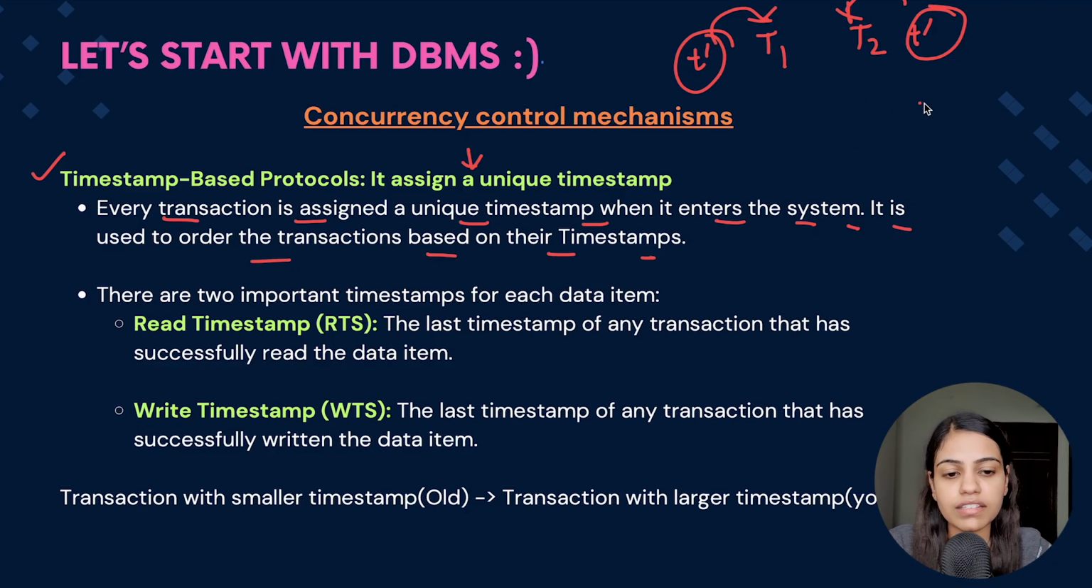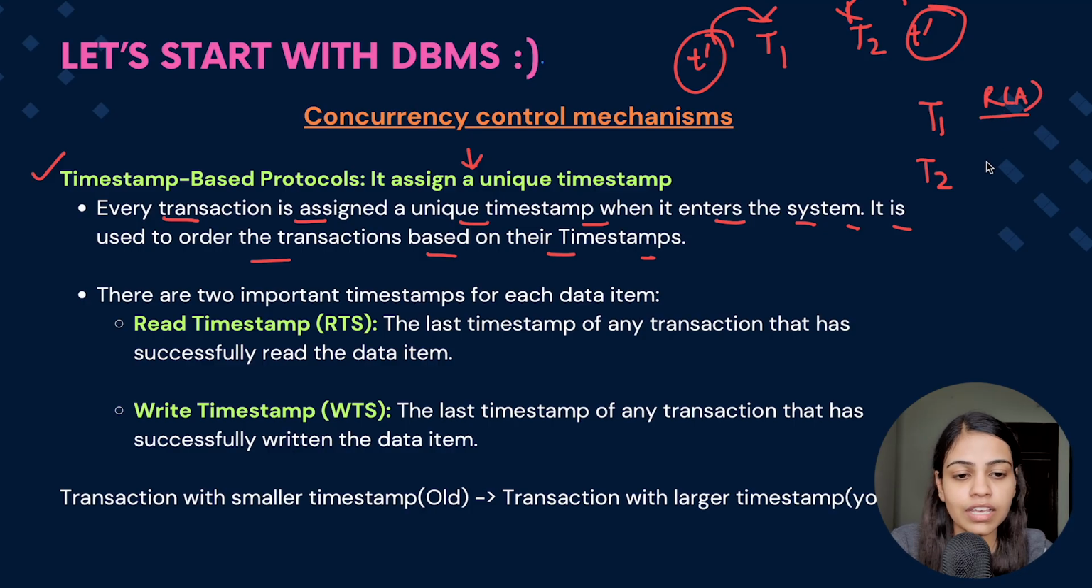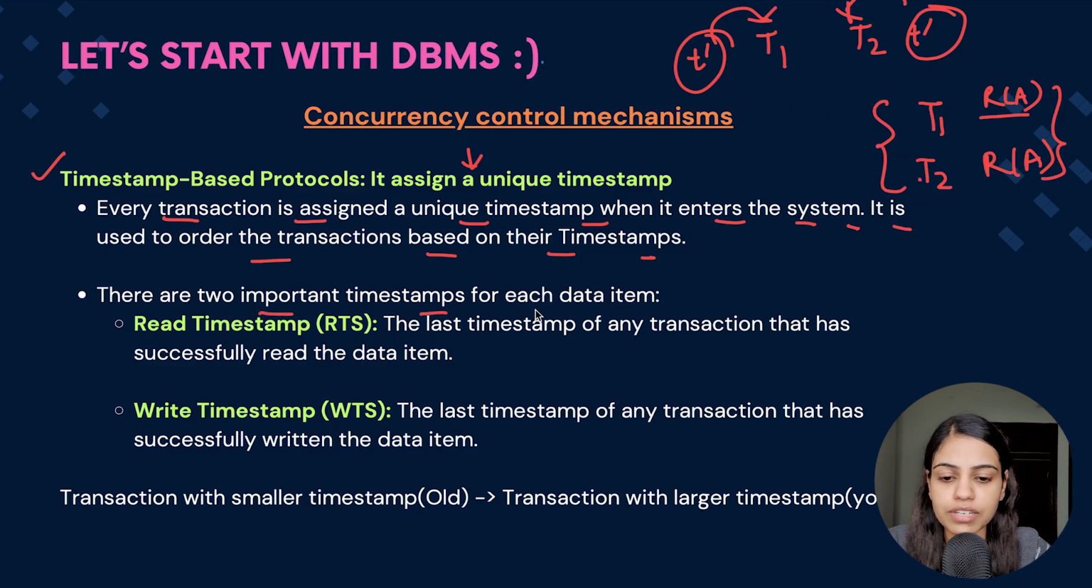So we can order the transactions, that T1 started first and then T2 started, or we can also order their operations, that the read of A of T1 started first, then the read of A of T2 started. All these operations and transactions can be given a timestamp. There are two important timestamps for each data item. The first one is the read timestamp, the second one is the write timestamp. The read timestamp is the last timestamp of any transaction that has successfully read the data item, that is RTS.